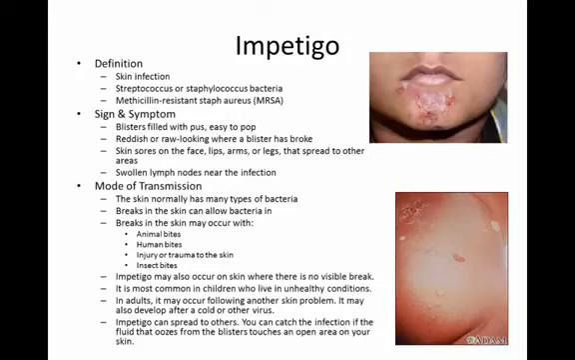For the mode of transmission, the skin normally has many types of bacteria. Skin breaks can allow bacteria in, and breaks in the skin can occur with animal bites, human bites, injury and other trauma to the skin, and insect bites. Impetigo may also occur on the skin where there is no visible break. It is most common in children who live in unhealthy conditions. In adults, it may occur following another skin problem and may develop after a cold or another virus. Impetigo can spread to others. You can catch the infection if the fluid that oozes from the blisters touches an open area on your skin.